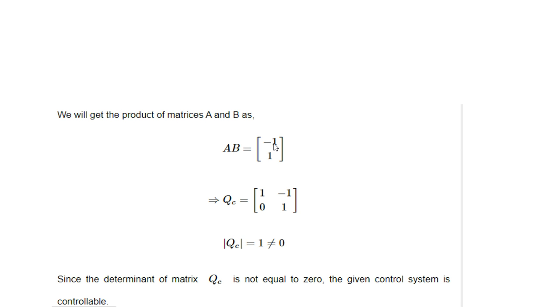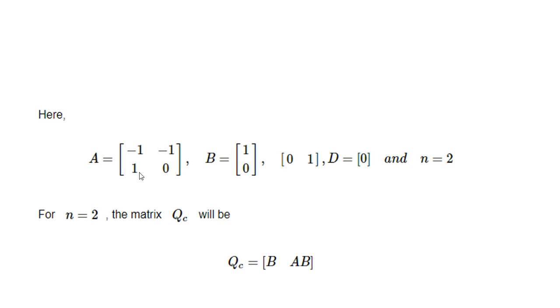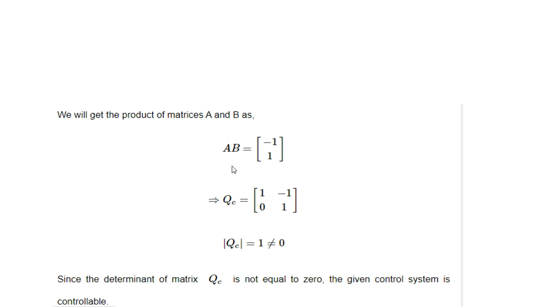Minus 1. Okay, the first term in the AB column of the AB matrix will be minus 1. Similarly, if you multiply this with this one, it will become 1 into 1, 1, then 0 into 0, 0, then it will again be only 1. So the AB will be what? Minus 1 and 1. I think you got this.